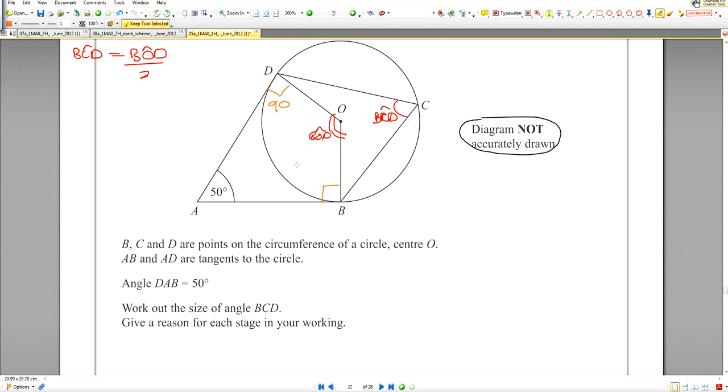So this is 90, this is 90, and BOD is equal to 130. Okay, hang on, is this possible to be equal to 180? Sorry, 130. Because these two here are already 180, and these two will add up to 180, so that will be 130. So we worked that out quite easily. So what's this angle here going to be now? 65. But now we've got to go back and put in each step as an explanation. Okay, let's start doing that now.